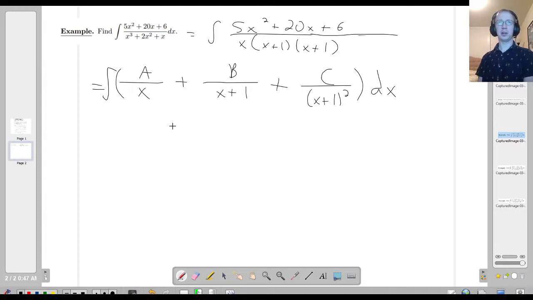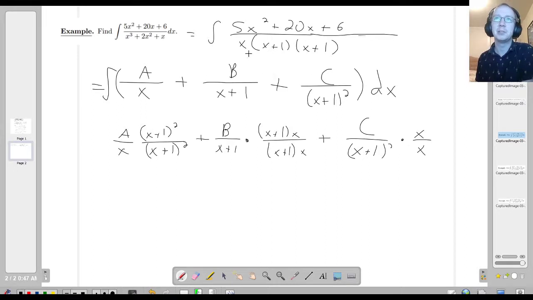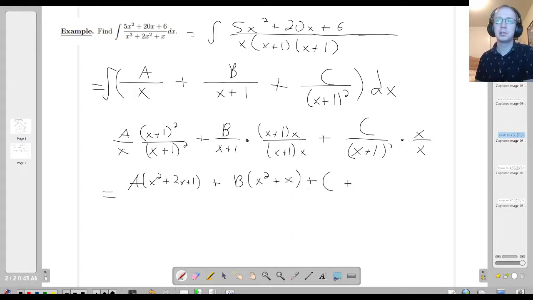So if I add up all these fractions together, I would have a times, so a over x times x plus 1 squared over x plus 1 squared. I would have b over x plus 1 times x plus 1 x over x plus 1 x. And I would have c over x plus 1 squared times x over x. Just getting that common denominator of x times x plus 1 squared. So let's see, this would be a times x squared plus 2x plus 1, b times x squared plus x, and c x.